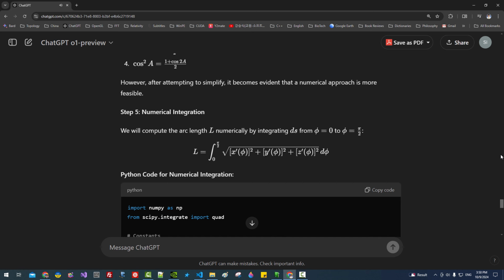Step 5. Numerical integration. We will compute the arc length, L, numerically by integrating ds from phi equals 0 to phi equals pi over 2. L equals the integral of the square root of x prime squared plus y prime squared plus z prime squared, d phi. Python code for numerical integration.